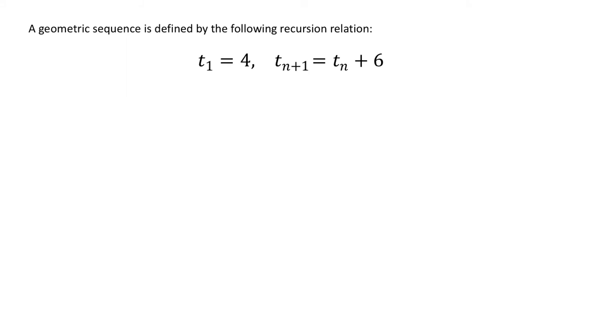T1 = 4, Tn+1 = Tn + 6. If I wanted to write a sequence based on this recurrence relation, there are two important pieces of information I need to extract from the relation. The first one is 4, and that is the first term in the sequence. So that's the number I'm going to start at. And plus 6 is the common difference. So that is what I'm going to be going up by each time.